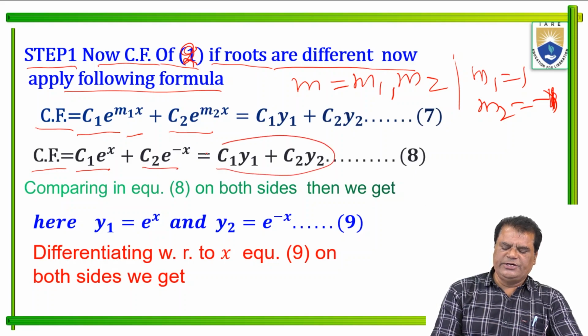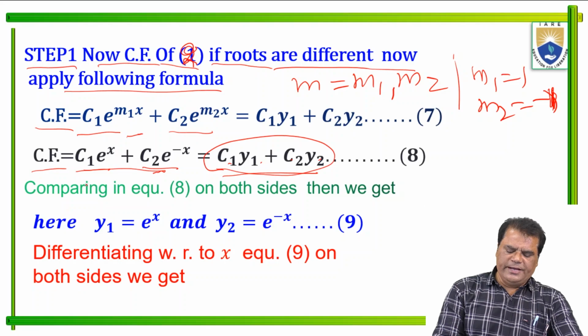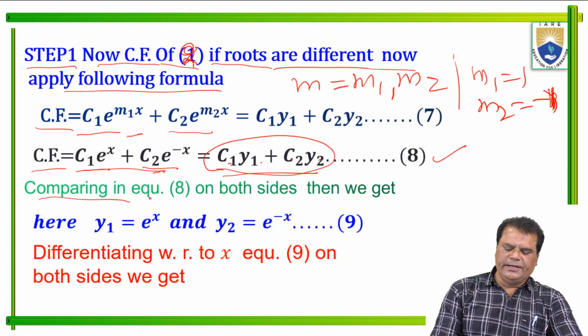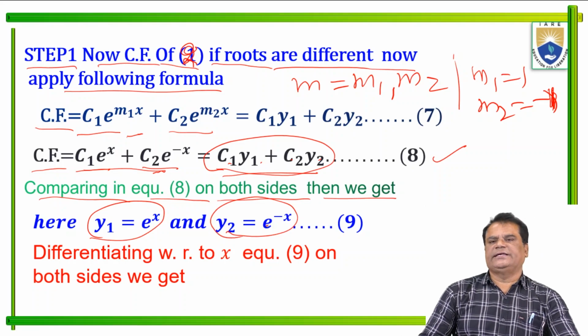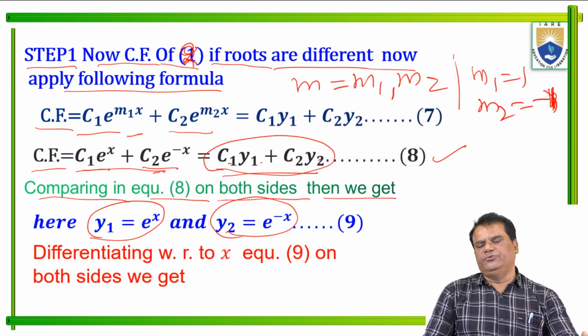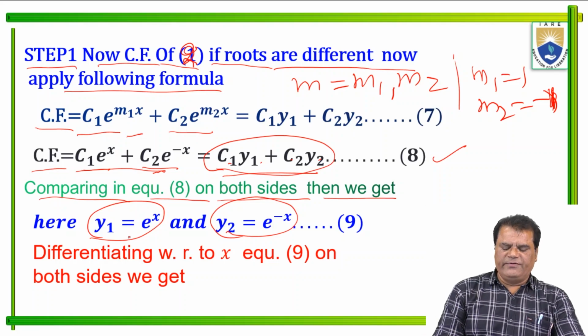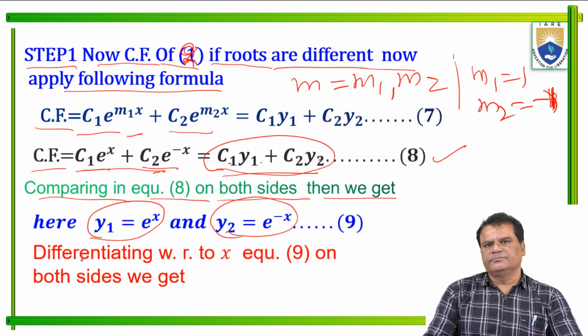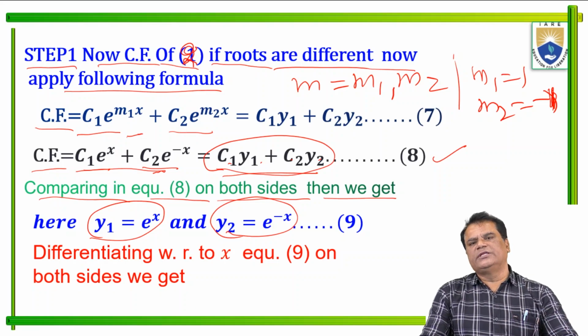But we have already considered in the formula that the complementary function is C1 y1 plus C2 y2. This is the result. Comparing in equation 8 on both sides, we get y1 is e to the power x and y2 is e to the power minus x. We can find the values of y1 and y2. This solution verifies equation 3, whose right hand side is 0, because these are the solutions of equation 3.